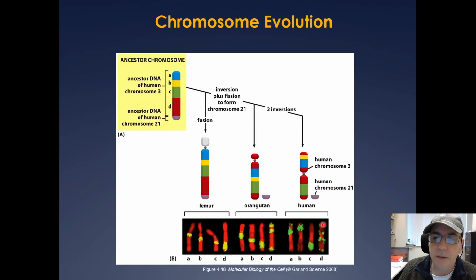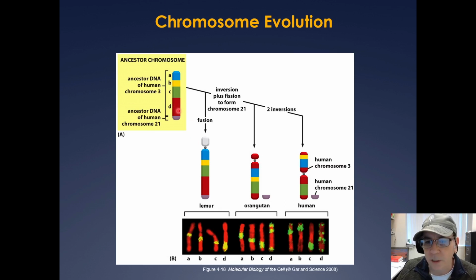Now, here's a nice little example of how it's believed chromosomes evolved. Here would be an ancestor chromosome with different portions, A, B, C, and D. If you looked at where those portions arise in a human, orangutan, and a lemur, using FISH, you can see the different staining. So here's the A section stained in the human chromosome. Here's the A section stained in the orangutan, the blue, and here is the A section stained in the lemur.